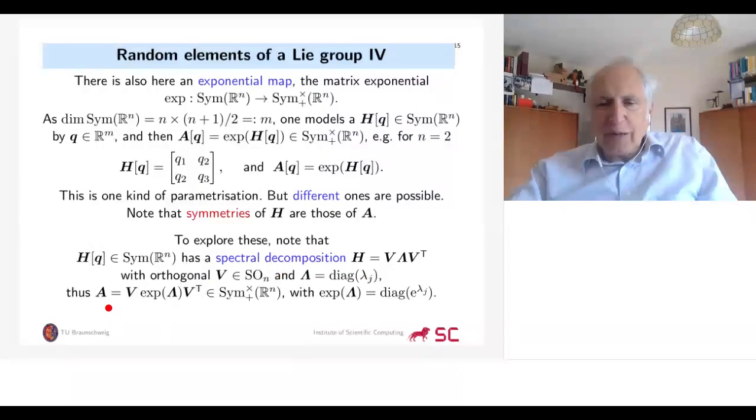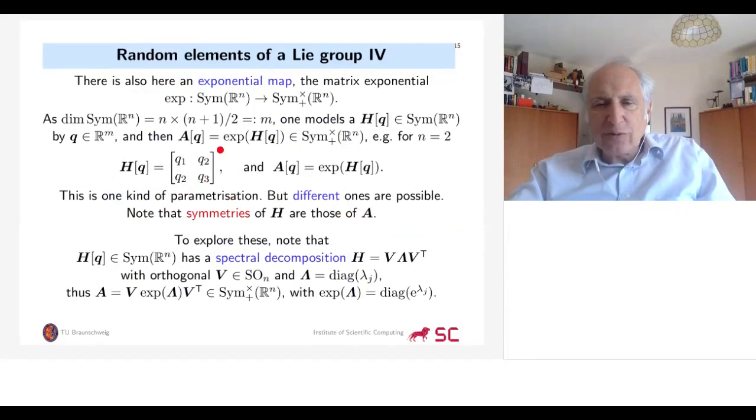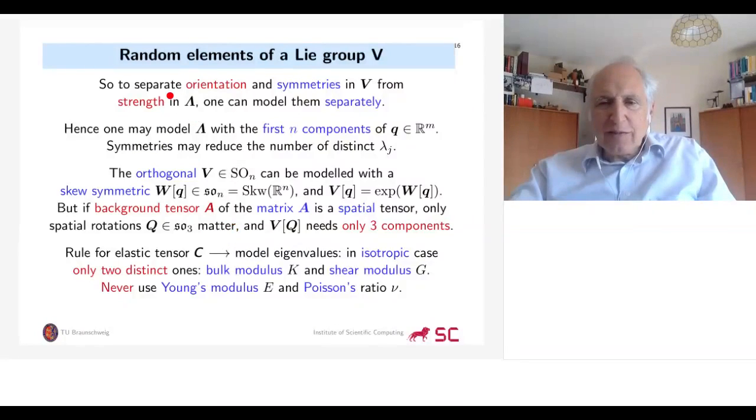And then we know that A, which is the exponential, and this is by the way the way to compute it if you have the spectral decomposition, is just the exponential of the diagonal matrix, which is a diagonal matrix with the exponentials of these eigenvalues on the diagonal. These guys here are e to the lambda. Good. Now what we can do, which is hard to do with this kind of parameterization, is separate the orientation and the symmetries, which are reflected in this orthogonal matrix V, from the strength. The strength is in the eigenvalues, and we model them separately.